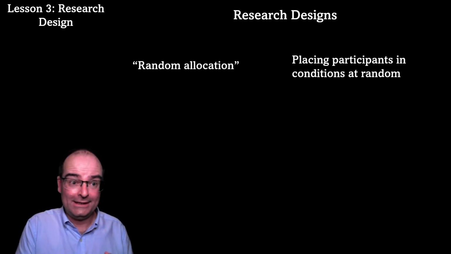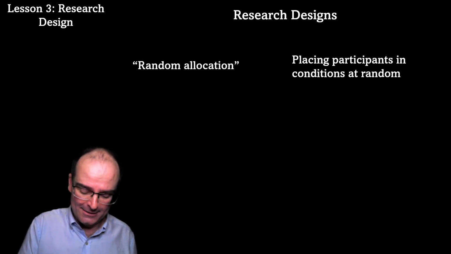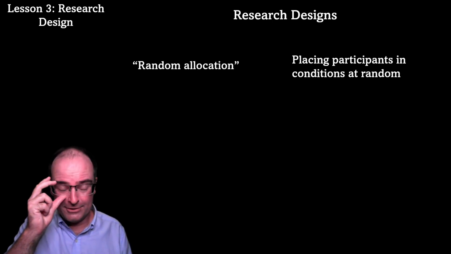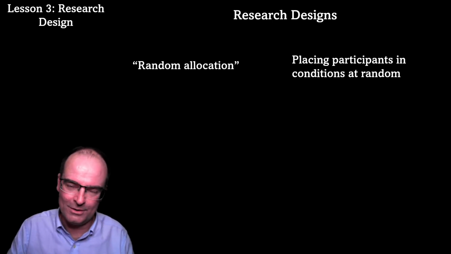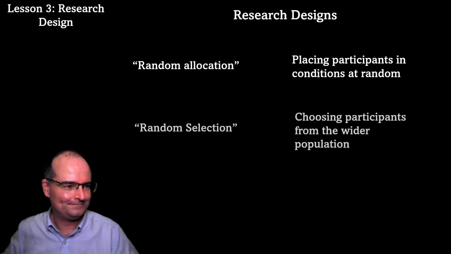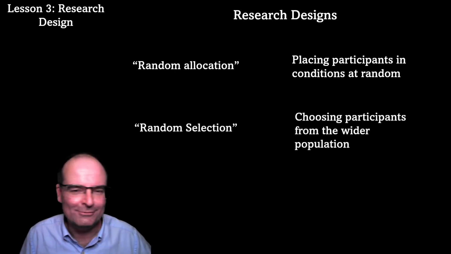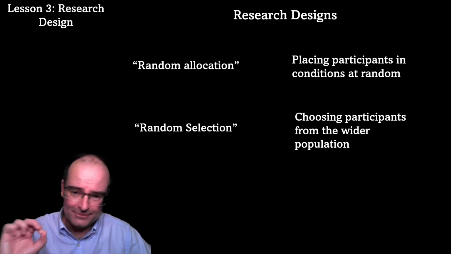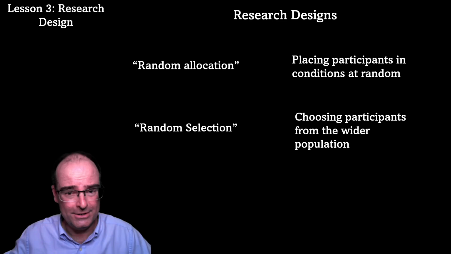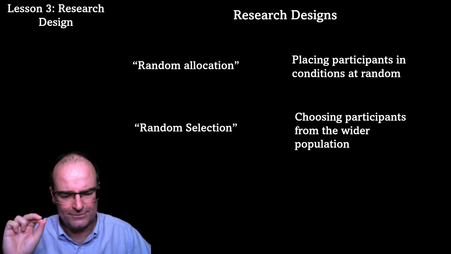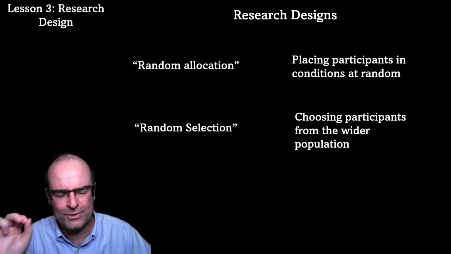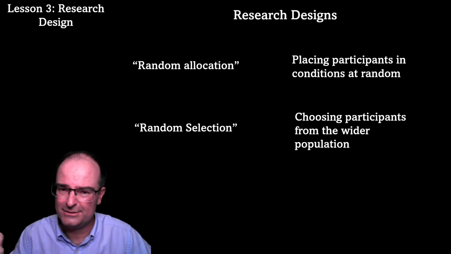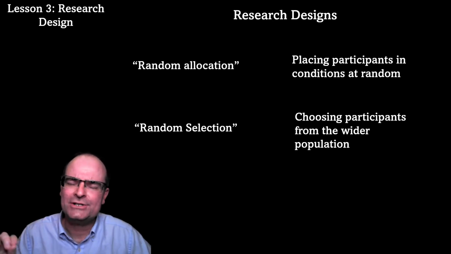So random allocation is placing participants in conditions at random. And using what you know about random allocation, you can decide whether or not a study is a true experiment, a quasi-experiment, or a correlational study. I haven't mentioned random selection. This is the first time I'm mentioning random selection. So this is something really important. You need to put a big red line in your notes and say to yourself, you know what? Caleb wrapped up talking about deciding whether a study is a true experiment, a quasi-experiment, or a correlational study before he even mentioned random selection.